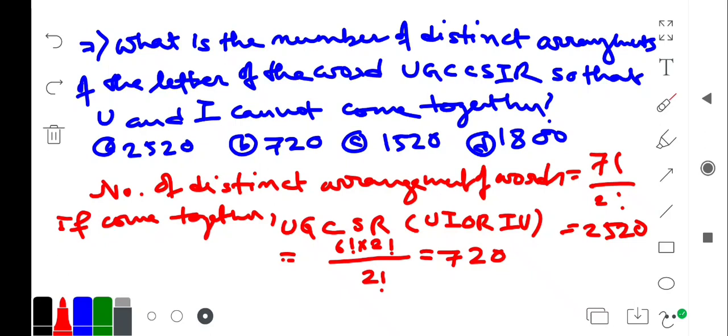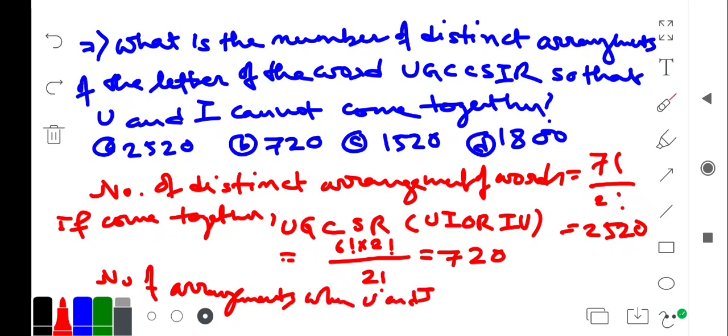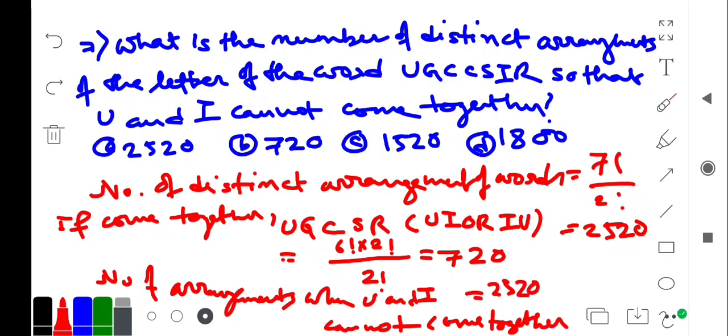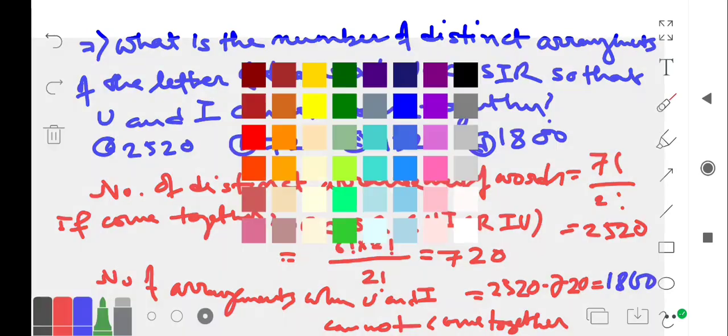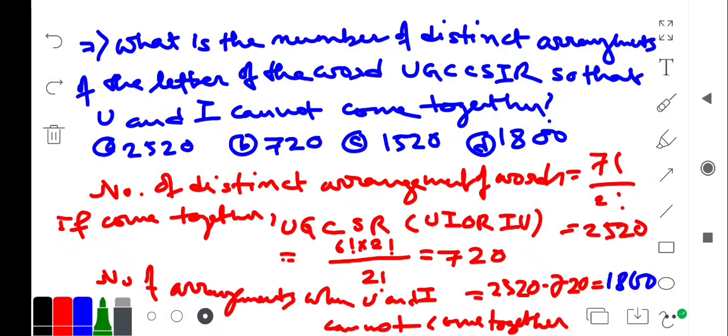Now তাহলে number of arrangements when U and I cannot come together is equal to 2520 minus 720. The answer will be 1800. So option is D.